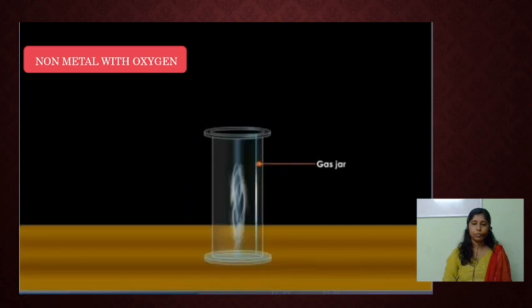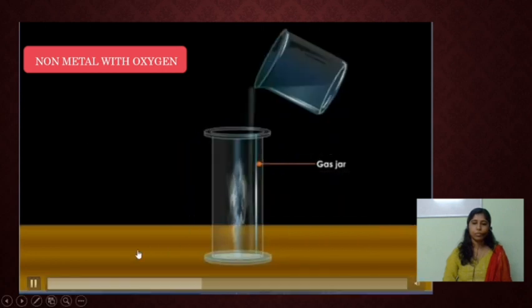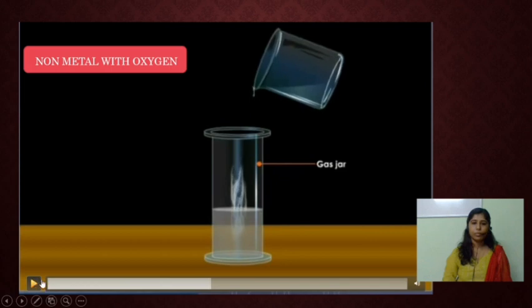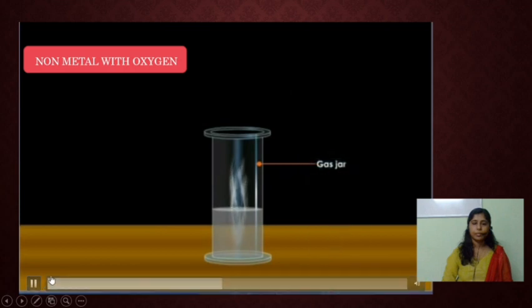Make the gas jar upright and pour some water into it and shake well. Here we collected the fumes in the gas jar, added some water, and dissolved the gas in that water. The white fumes dissolve in water.